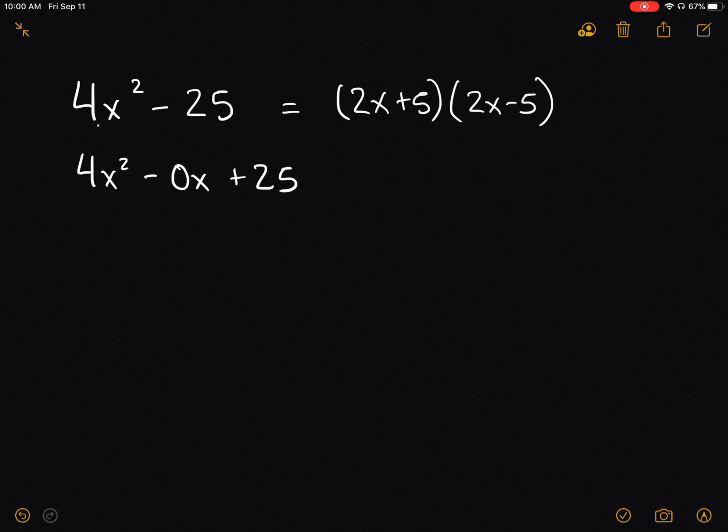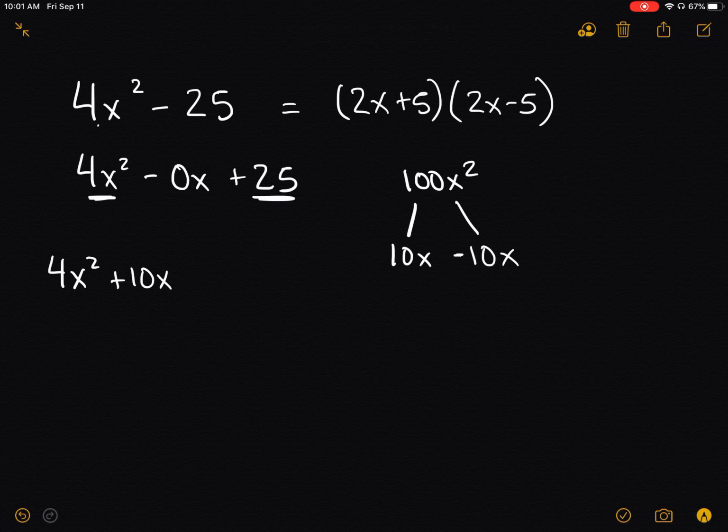You always just have to have a trinomial, which means we need 3 terms. If we multiply 4x squared and 25, that would give us 100x squared. And then the factors of 100x squared that will give you 0 means that the factors have to cancel out when you add them, which means they have to be inverses of each other. So the only ones that are going to work are going to be 10x and 10x, but one is positive, the other is negative. So we get 4x squared plus 10x minus 10x plus 25.